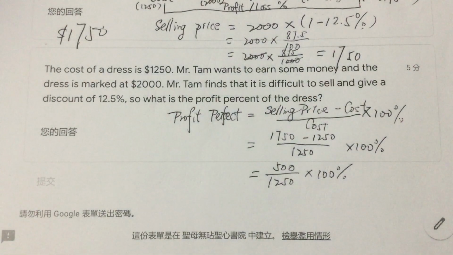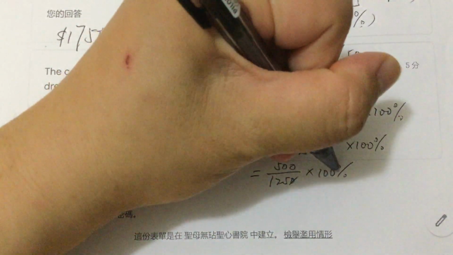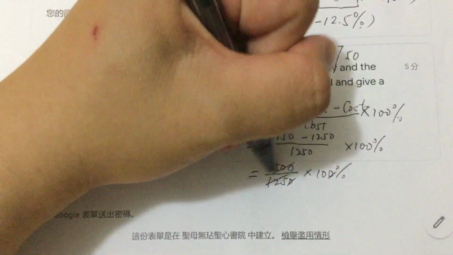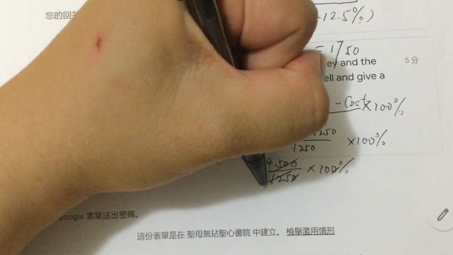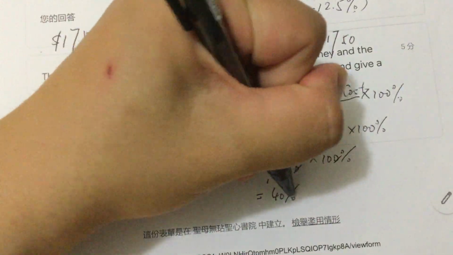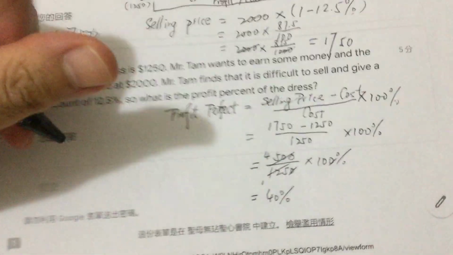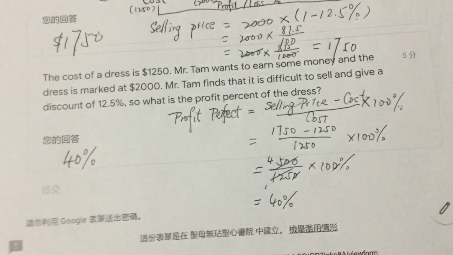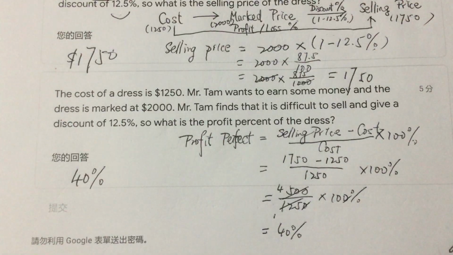And then we can do the cancellation. This one is 0, 0, and 125 and 500. This is 4, this is 1. So the answer for this one is 40%. Okay, 40%. So this one is the 40%. This is the answer. And this is the end of this video.